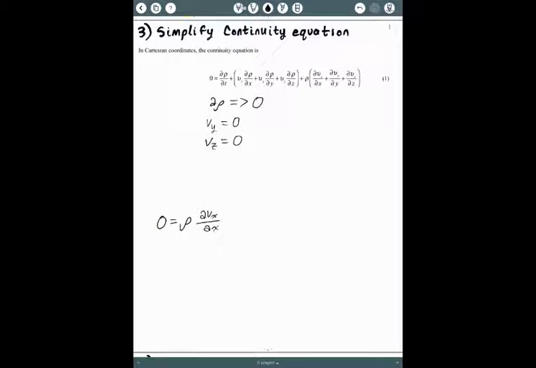The next step is simplifying the continuity equation given here in Cartesian coordinates. We know that the density of the liquid doesn't change, so any change in rho is zero. So that cancels out, and so do all of these because of that. And we know that there's no velocity in the y or z direction, so these two cancel out. What we're left with is rho ∂vx/∂x equal to 0. And that tells us that the velocity in the x direction is only dependent on y. That's important for our next step.